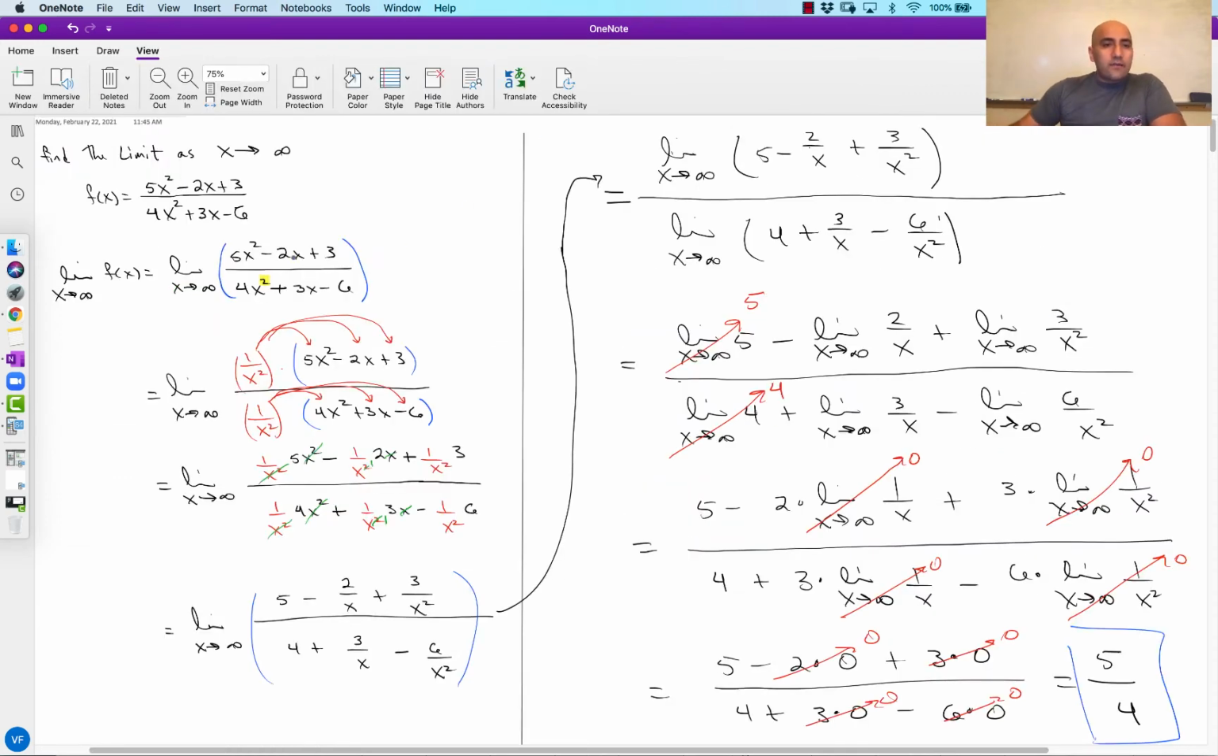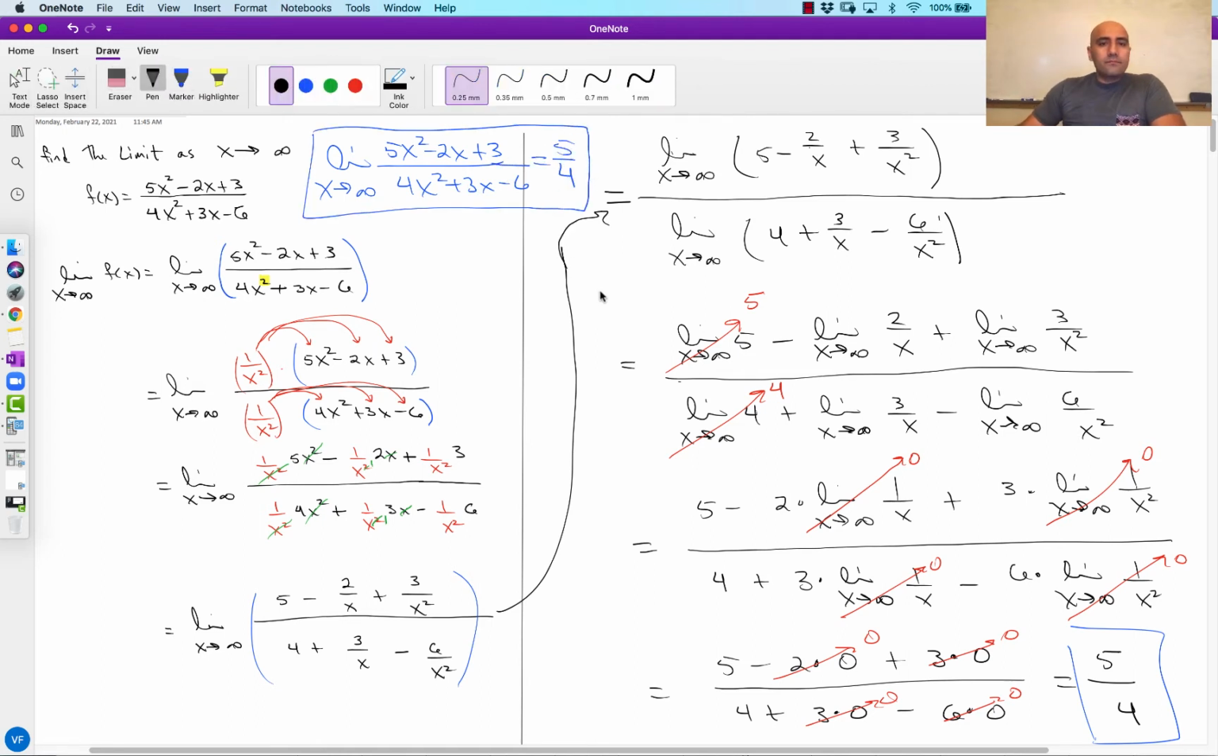So putting it all together, back to this original statement over here, the limit as x goes to infinity of f of x is equal to this, which is equal to that, which is equal to that. We bring it all the way down and we see that it equals this. So we can tie it all together and say that the limit as x approaches infinity of 5x squared minus 2x plus 3 divided by 4x squared plus 3x minus 6 equals 5 over 4.